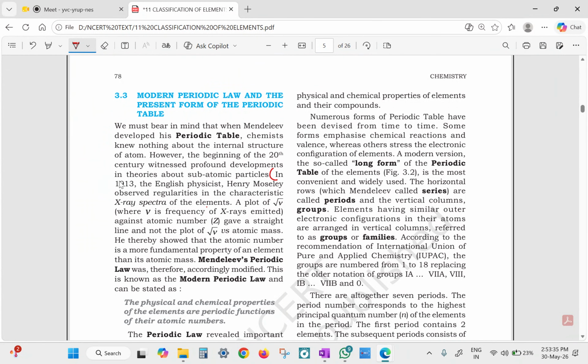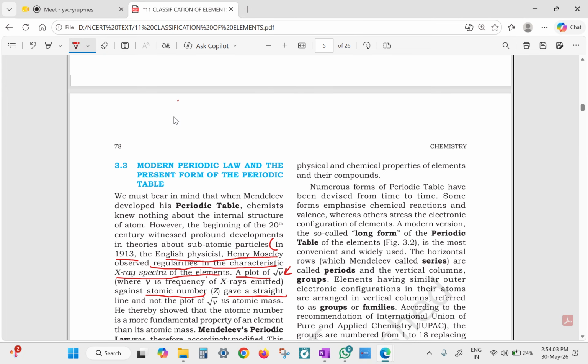What was that? In the year 1913, English physicist Henry Moseley observed regularities in the characteristics of X-ray spectra of elements. A plot of square root of frequency of the electromagnetic radiation found in the spectra gave a straight line when plotted against atomic number and not against atomic mass. That means the element which was identified was subjected to X-rays, and the emission spectrum was studied.